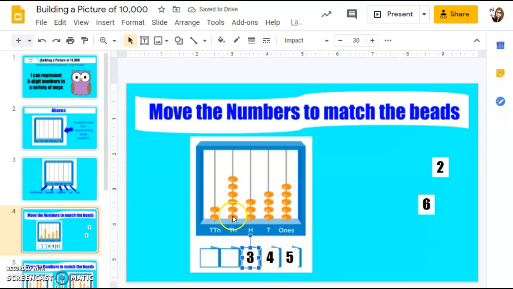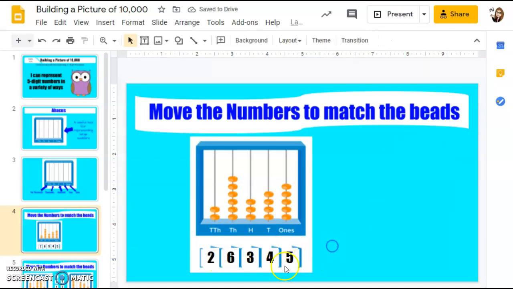For my thousands place, I have 1, 2, 3, 4, 5, 6. So the digit 6 goes in my thousands place. And for my 10,000s, I have 1, 2. So the digit 2 goes in the 10,000s place value. And when I put it all together, the number I have is 26,345.